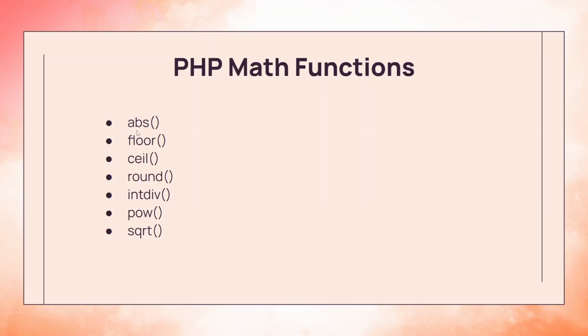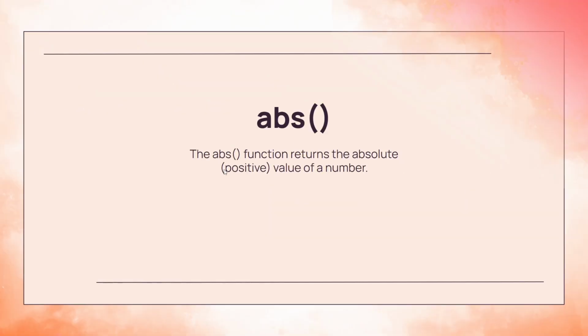So the first function we have is abs. First of all, let me show you its definition. The abs function returns the absolute positive value of a number. Suppose you have a floating point number, minus 5.1, and if you pass that number inside this function, it will remove its negative sign and return a positive number. Let me show you through a practical.